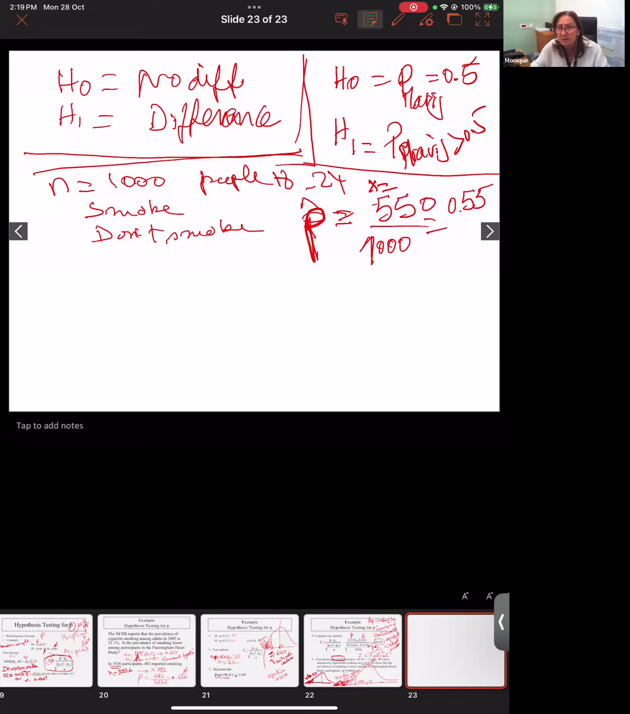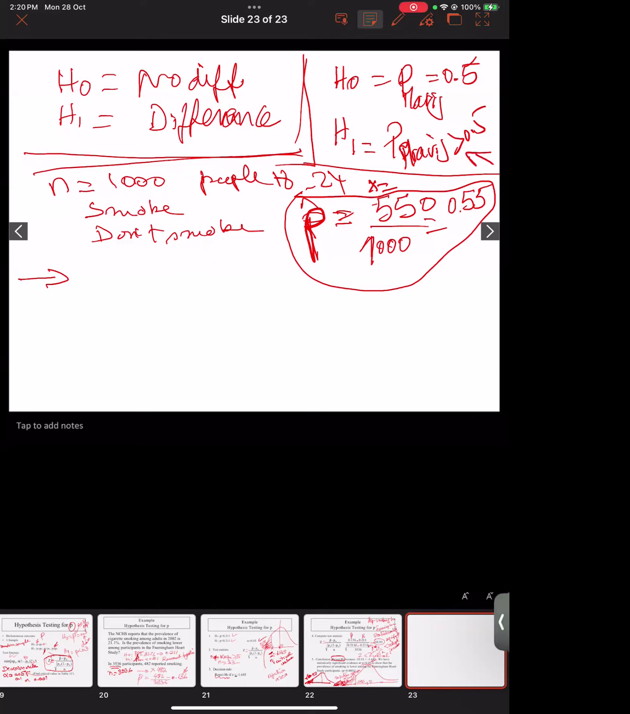So what can we check? What can we calculate is the proportion in the sample. Now the question is, can you say, based on this, that young adults have a higher prevalence than 50%? So is this claim true? Can you find out?